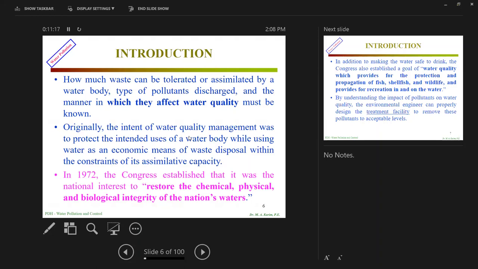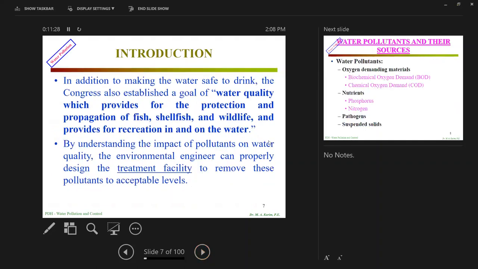In 1972, Congress established that it was in the national interest to restore the chemical, physical, and biological integrity of the nation's water, because of surface water quality control. In addition to making the water safe to drink, Congress also established water quality standards which provide protection for the propagation of fish, shellfish, and wildlife, as well as provide recreation on the water and in the water, like boating and other things like that. So that's mainly what it is.